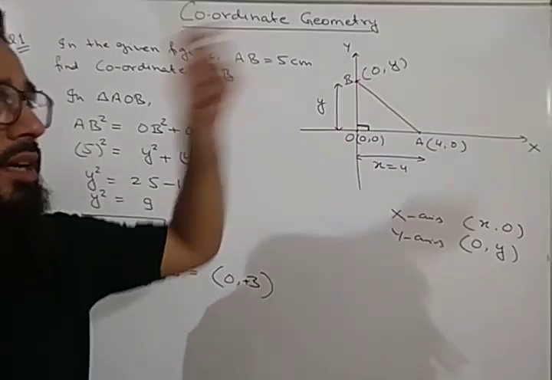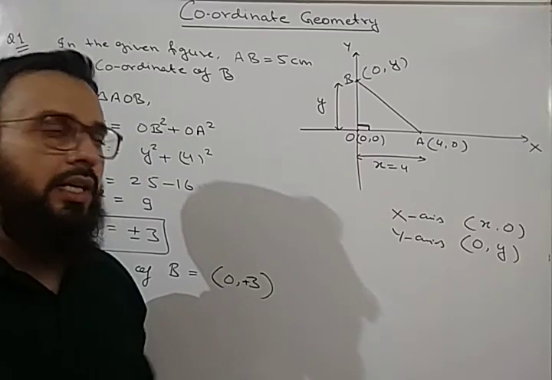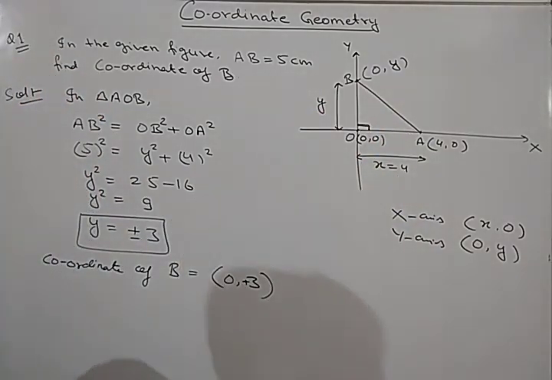So in this way we can find the coordinate of point B. It will be 0 comma 3. Okay, so note it down.